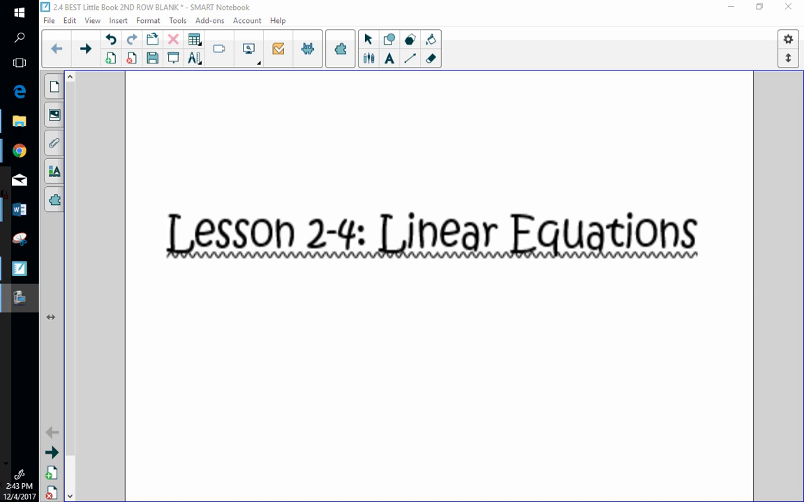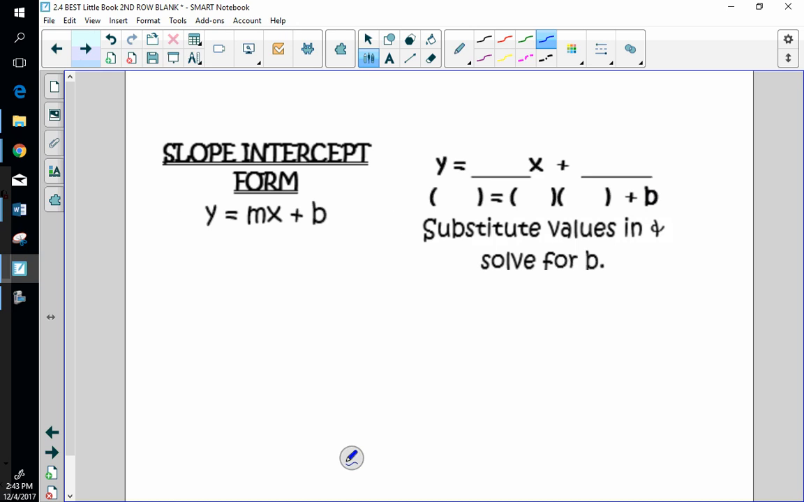Today we're going to do the second row of your little book. We are going to still find the equation of a line given a point and a slope or given 2 points. So if you're looking at the second row, we're going to be looking at using y equals mx plus b to figure out how to find the equation of a line if we're given the point and the slope.